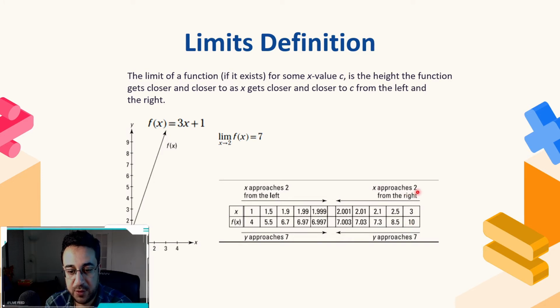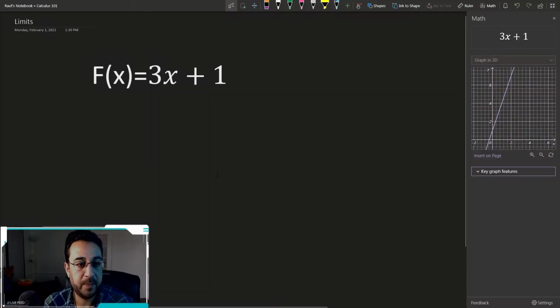So as x is approaching 2 from the right, when your x equals 3, then your f of x equals somewhere here, 10. When your x equals 2.01, which is somewhere here, then your f of x equals 7.03. To understand more in an interactive way, let's jump into our sketch.